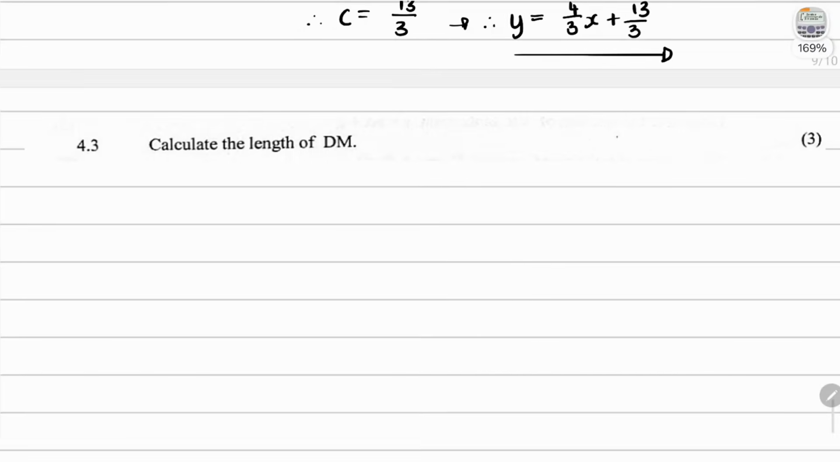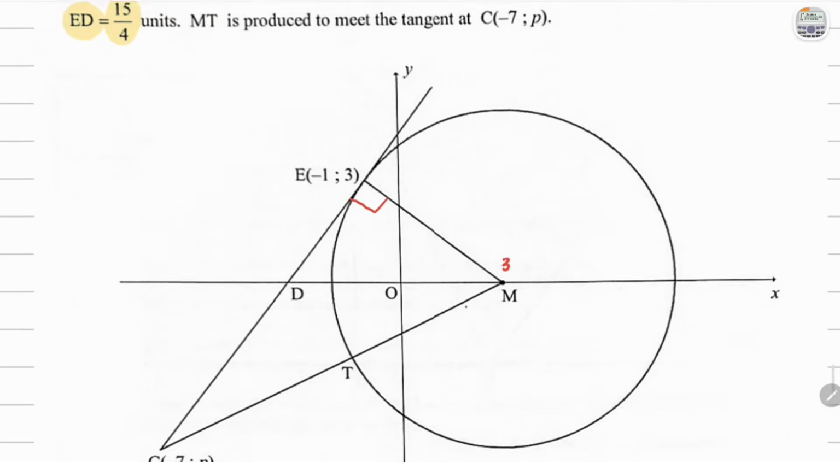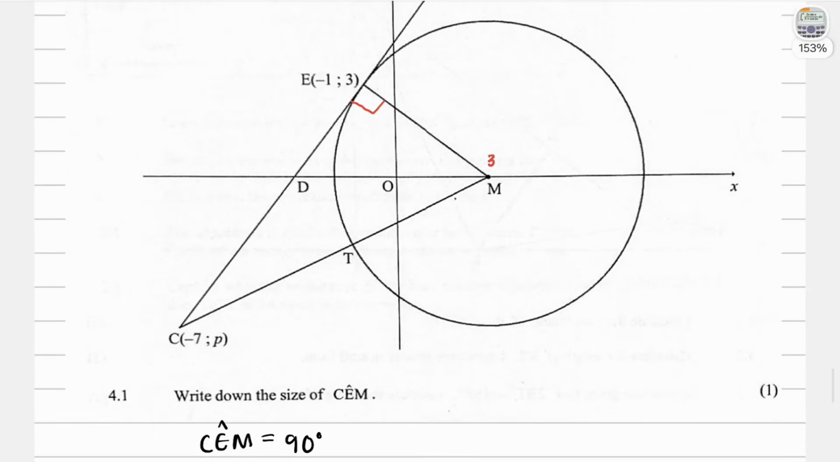Okay, the next question is calculate the length of DM. Okay, so you know that we already have the equation of the tangent, and you see that D lies on this tangent, lies specifically on the x-axis. So it is an x-intercept, meaning at this point its y value is equal to 0.